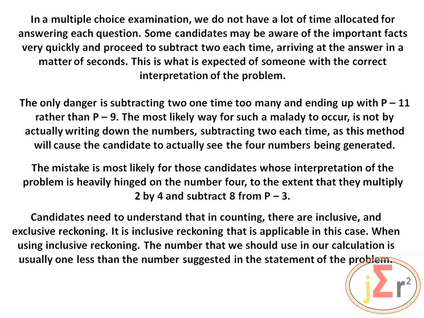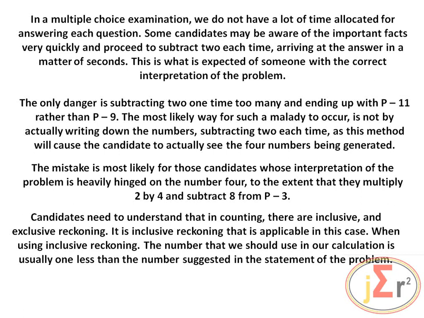P minus 3 is the largest of 4 consecutive odd numbers. So p minus 3 is included in this set of numbers. So we have inclusive reckoning. So it is inclusive reckoning that is applicable in this case. When using inclusive reckoning, the number that we should use in our calculation is usually 1 less than the number suggested in the statement of the problem. And what is the number that is suggested in the statement of the problem? 4. The largest of how many consecutive numbers? 4. So 4 is the number that is used.